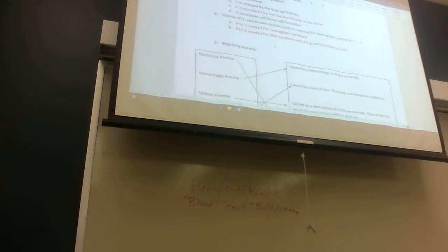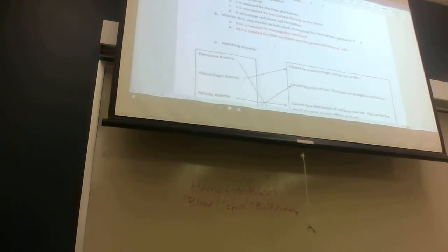So number 6, the statement is: red blood cells have a mitochondria and a nuclei. This is false. Red blood cells do not have a mitochondria and they do not have a nuclei. Yes, they do not divide.